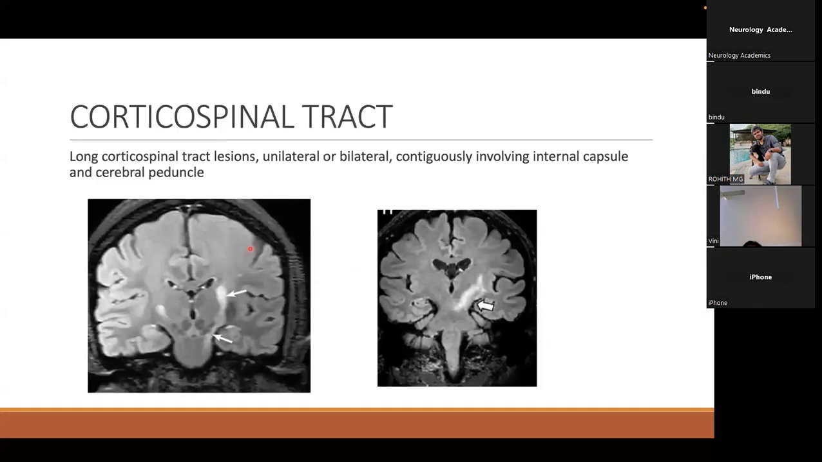And then the other typical lesion is the corticospinal tract lesion, which is longitudinally extending from the internal capsule towards the cerebral peduncle. It can be unilateral or bilateral, like this in the coronal cut.